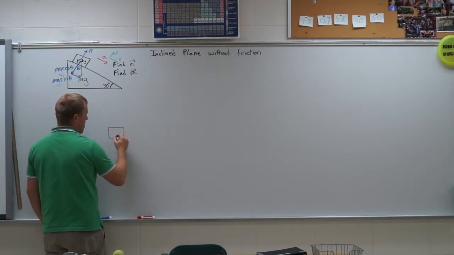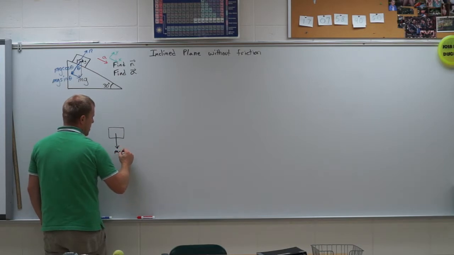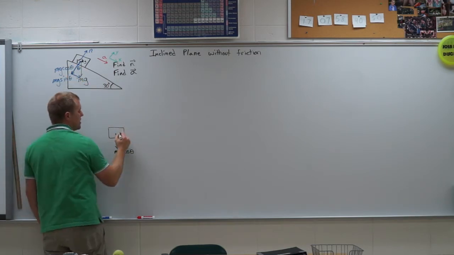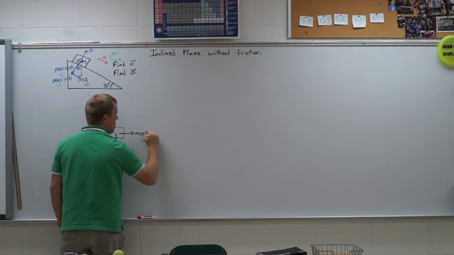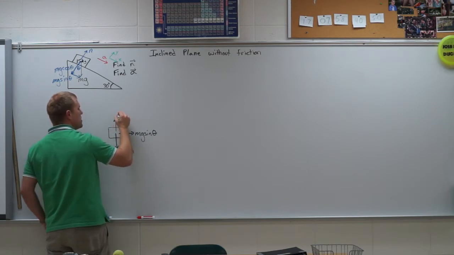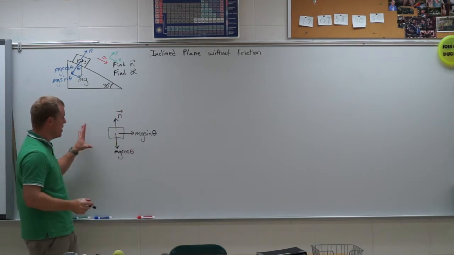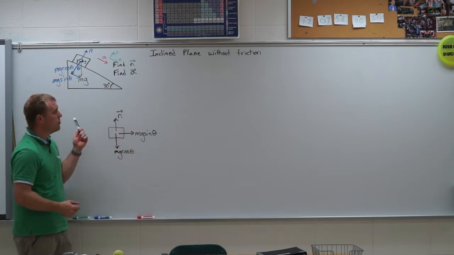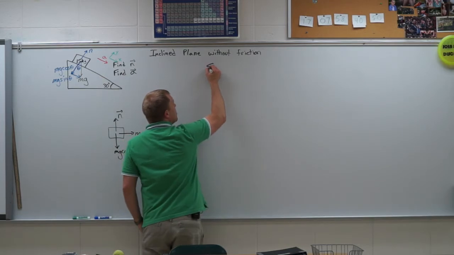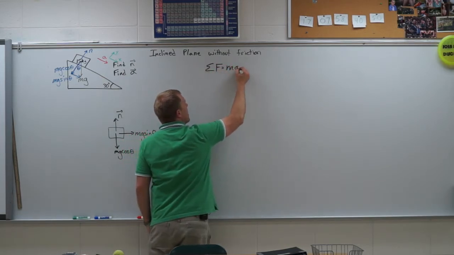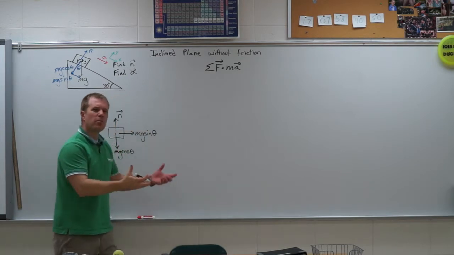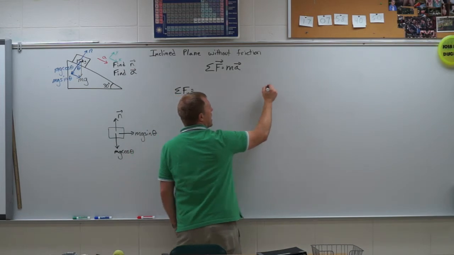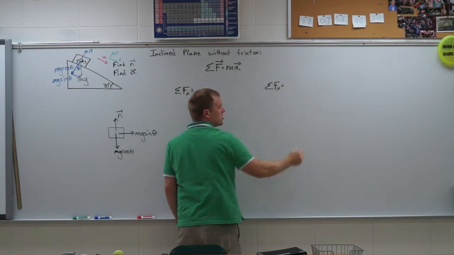So now I have mg cosine of theta pointing into the table or into the plane. Mg sine theta is down, and the normal force is up. Now the reason I rotated it a bit here is this looks very similar to what we were doing before. Okay? So, speaking of similar before, we are going to be looking at Newton's second law, ma, and again these are vectors, so we're going to break them into components again. So we're going to sum up the forces in the x direction, and we're going to sum up the forces in the y direction.